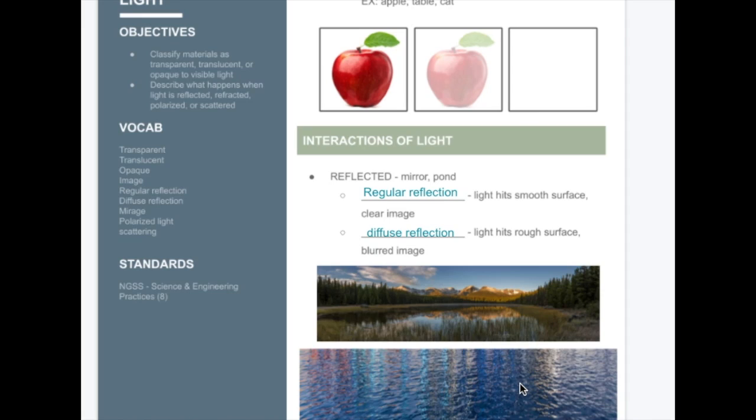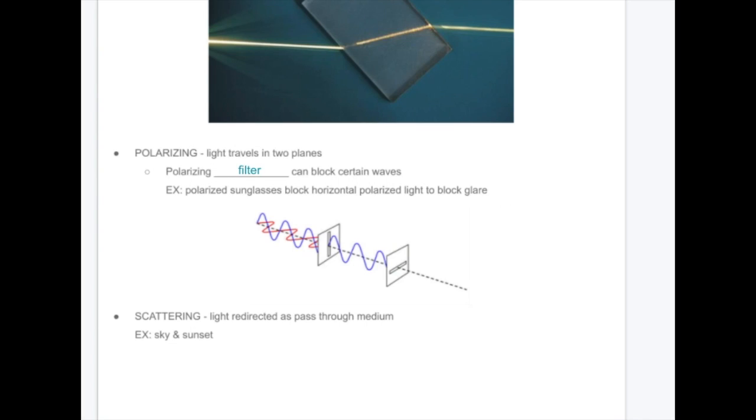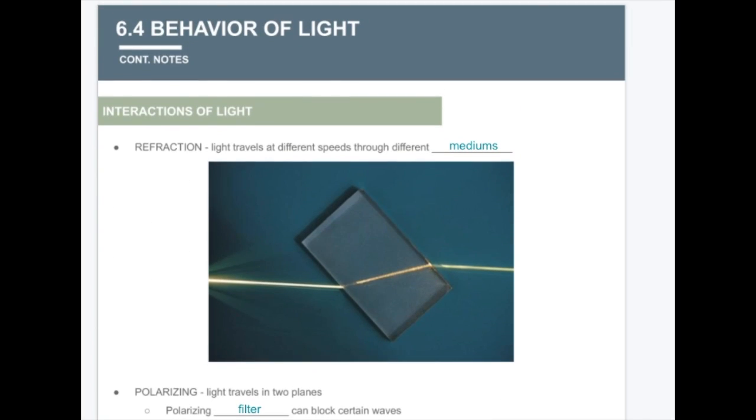So if we had a mirror that was warped, okay, we would see a diffuse reflection. Even though it might not be blurred, it might have warped the way that we look, and that would be considered a diffuse reflection and not a regular reflection.